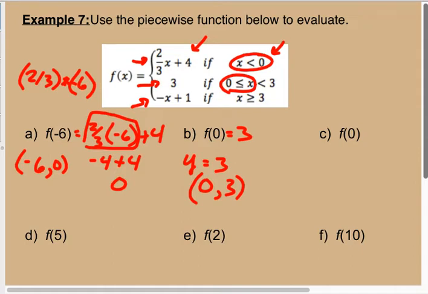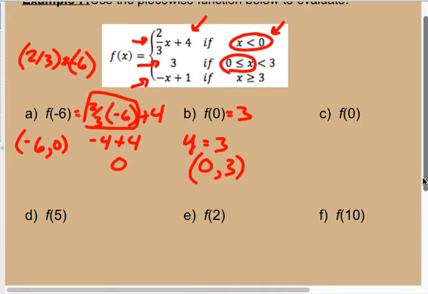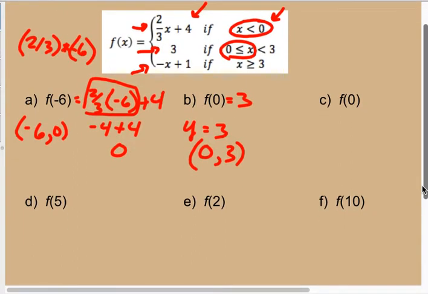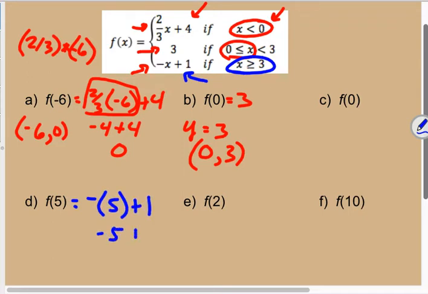We're going to go down to 5 here now. 5 is greater than or equal to 3, so I'm going to plug it into this function. So it's negative x, and x is now 5, plus 1. So negative 5 plus 1, or negative 4. You could just write negative 4 as your answer. That would be fine. But if you're writing it as an ordered pair, my input x is 5, comma, my output y, or f of x, is negative 4.